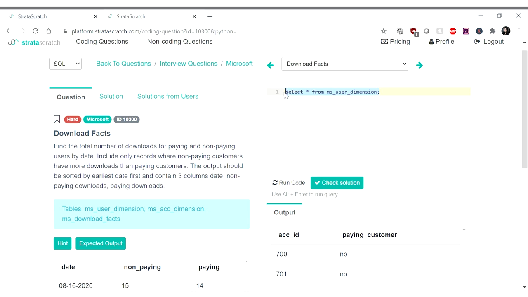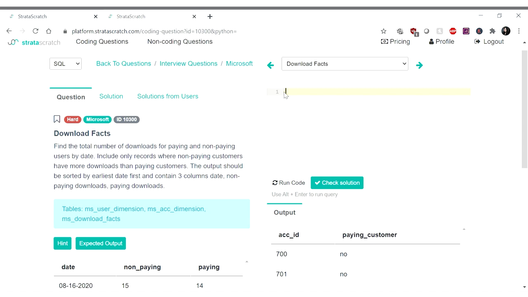This question has quite a few steps to it, so let's try to break this down. Find the total number of downloads from paying and non-paying users by date. We only want to include records where non-paying customers have more downloads than paying customers, so that's going to be a filter there. And then the output should be sorted by earliest date first and contain three columns.